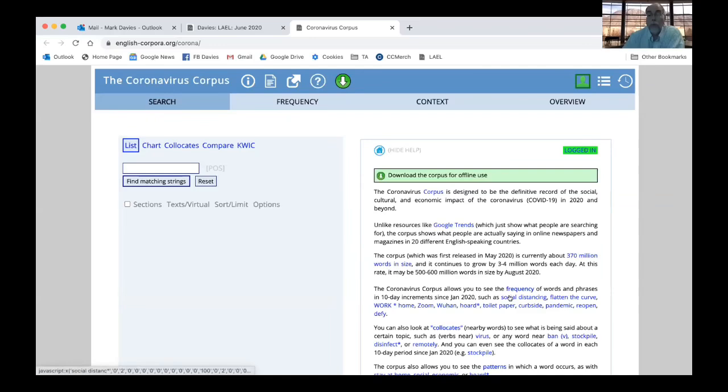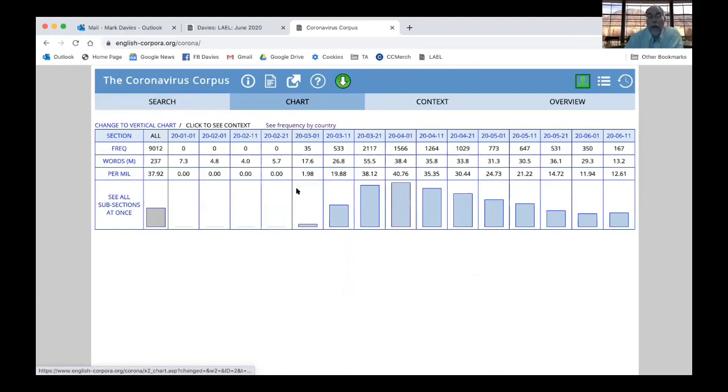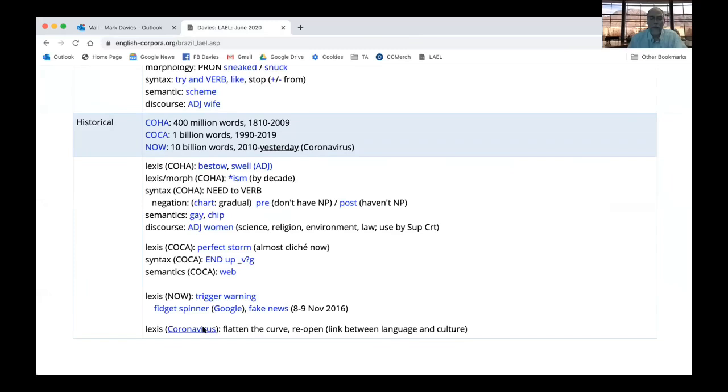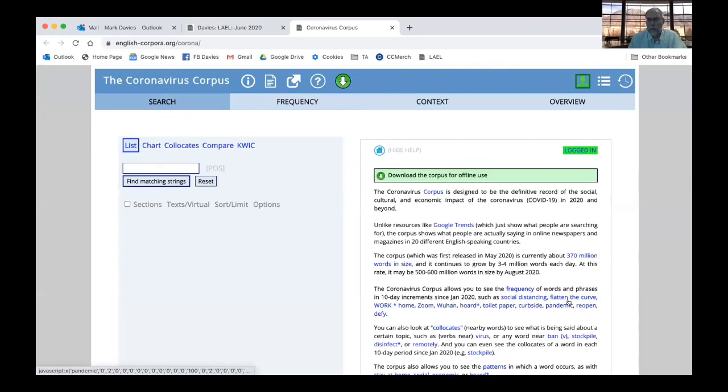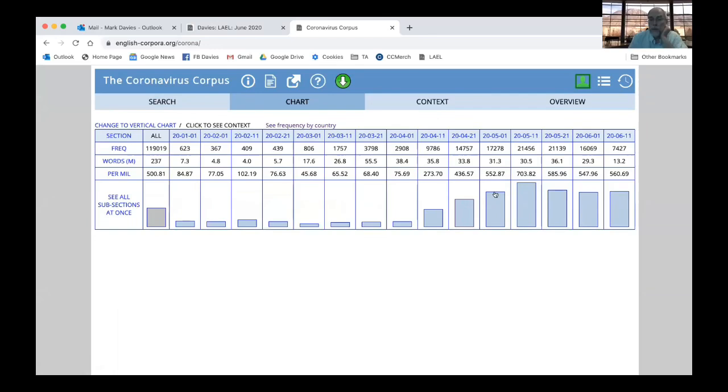So any phrase you're interested in, for example, flatten the curve, see the huge spike here back in March. And then this is just kind of the most beautiful search in the world, because it's actually iconic in the sense that the curve, the frequency of flatten the curve, actually flattens out over time as people are not talking about flattening the curve as much. Or for example, in the United States, there's been this big issue about reopening, when we should reopen stuff. You can see that in April of this year, a lot of discussion of that, but now that things are beginning to open up, not as many people are talking about that.